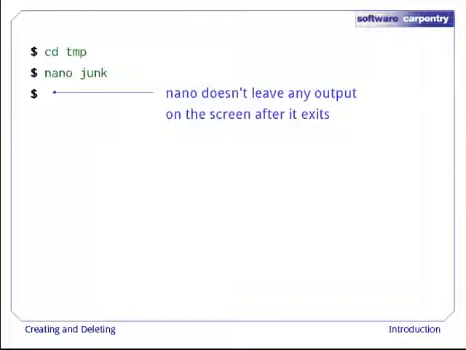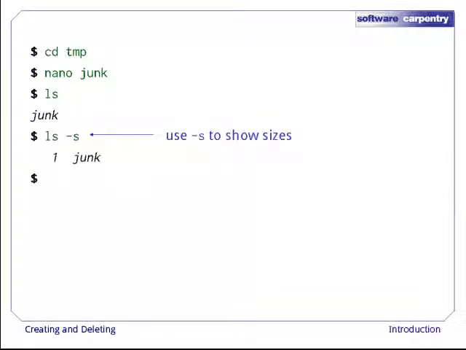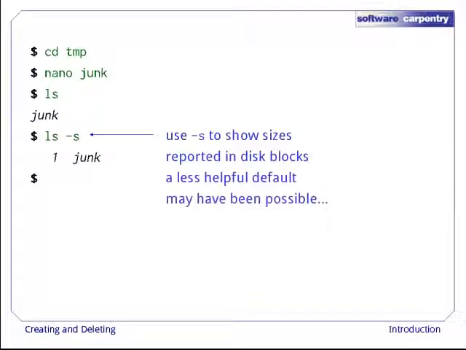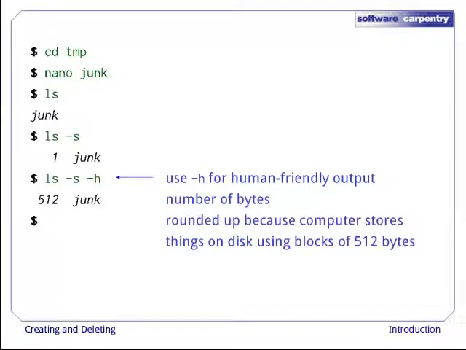Nano doesn't leave any output on the screen after it exits, but ls now shows us that we have created a file called junk. Running ls with the -s flag shows us how large things are. Unfortunately, by default Unix reports sizes in disk blocks, which probably isn't the least helpful option imaginable. If we add the -h flag, ls uses more human-friendly units for its output. Here, 512 is the number of bytes the file takes up. This is more than we actually typed in because the computer rounds sizes up. The smallest unit of storage on the disk is typically a block of 512 bytes.